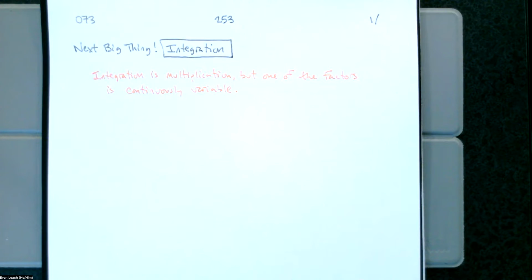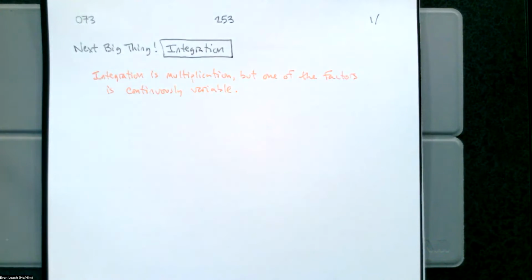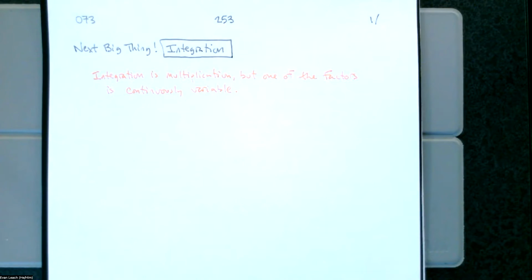Two aspects that we need to focus on. One of the factors is continuously variable. Note that this does not preclude more than one factor from being continuously variable. If 10 students are flunking this class, and I say one of my students is flunking Calc 3, that is still true. So if 10 factors are continuously variable, then one factor is continuously variable. What makes it an integration problem is that one of the factors is continuously variable.